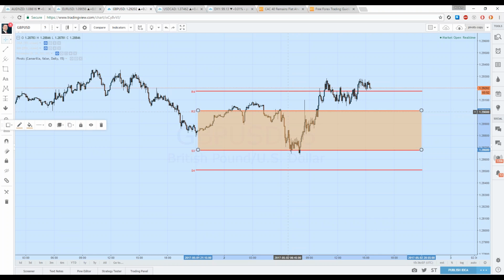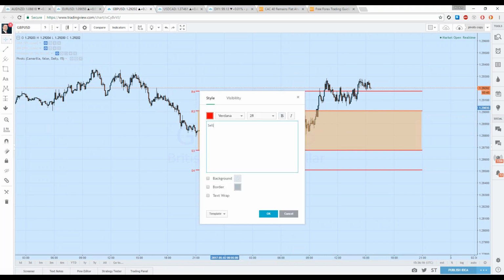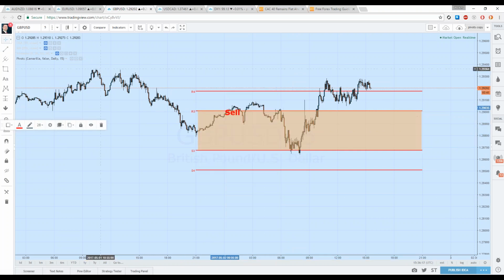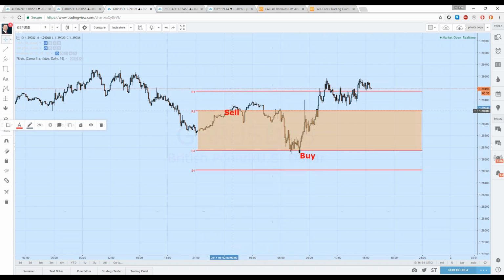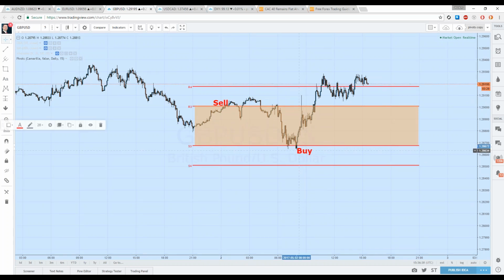A range trade is going to be prices moving between support and resistance, but traders looking to sell against resistance and buy against support. It's one of the more straightforward strategies out there, but the caveat is, again, every time prices reach resistance, I want to sell, and every time prices reach support, I want to look to buy.